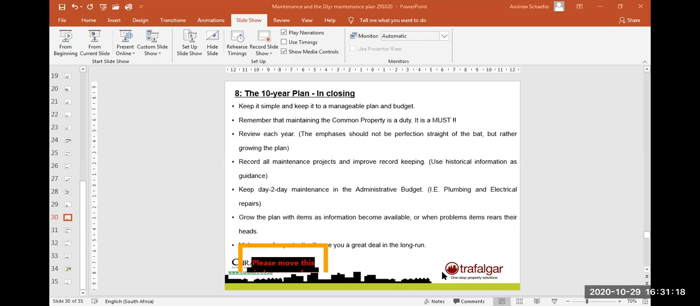What happens if you don't have a 10-year maintenance plan? What are the risks? What are the comebacks? What are the implications?